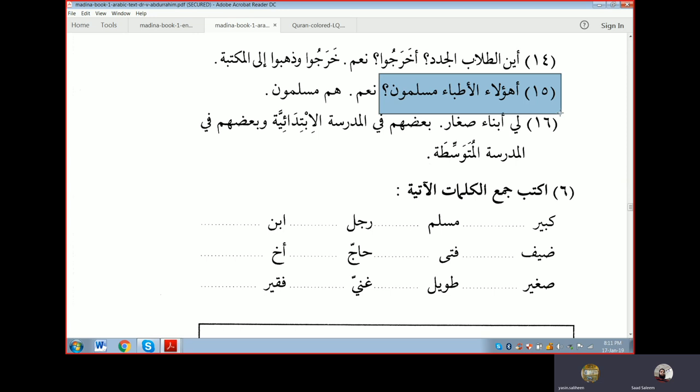Atiba'u muslimun. Are these doctors Muslim? Naam, hum muslimun. Yes, they are Muslim.